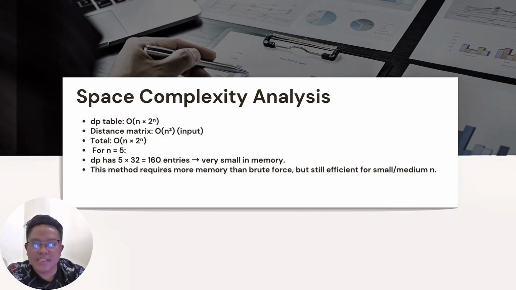For space complexity analysis, the dp table is O(n multiplied by 2 to the power of n). The distance matrix would be O(n square) for the input. So the total would be O(n multiplied by 2 to the power of n). For n equals 5, the dp has 5 multiplied by 2 to the power of 5, which equals 160 entries. So it is very small in memory. This method requires more memory than brute force, but is still efficient for small and medium size n.